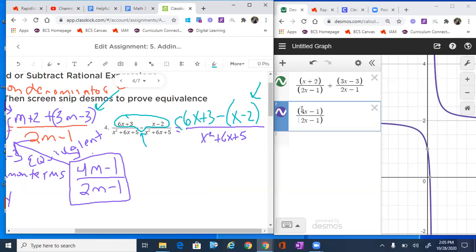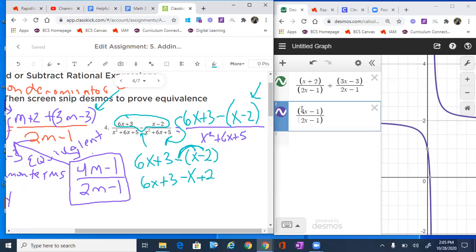Now, just like in the last problem, I'm going to bring the numerator down, and I'm going to work with that independently for a second. So 6x plus 3 minus x minus 2. And what I'm going to do is distribute those negatives. So 6x plus 3, that x becomes a negative x, and that negative 2 becomes a positive 2.